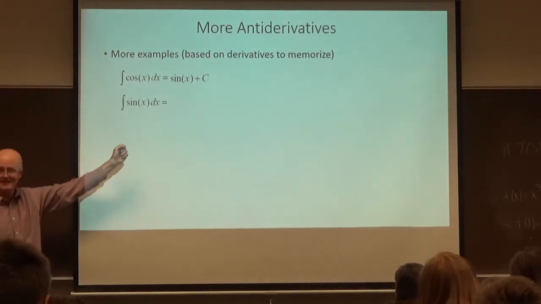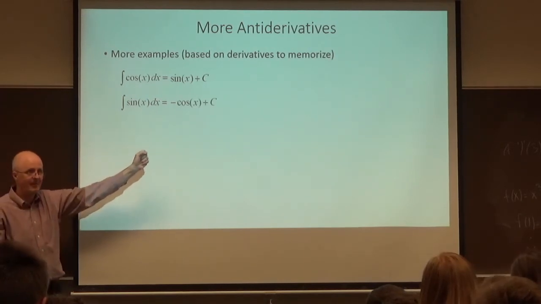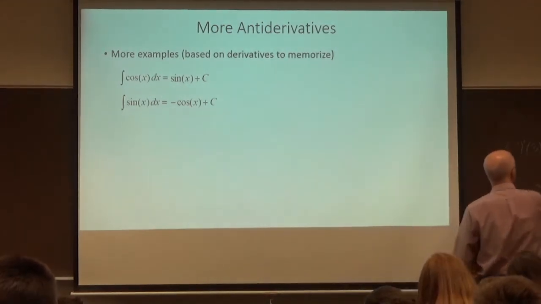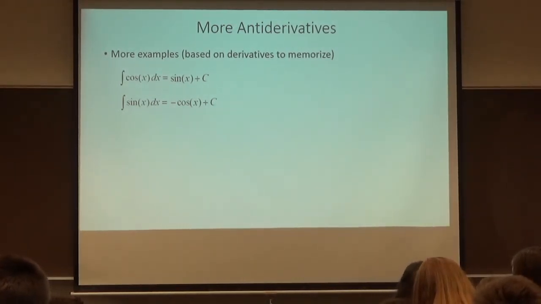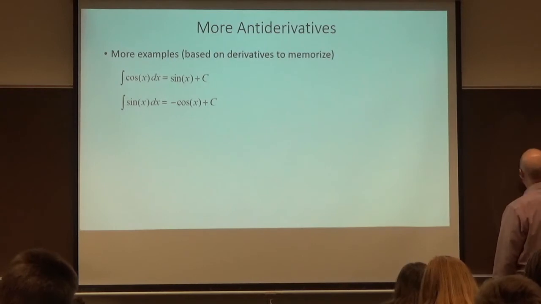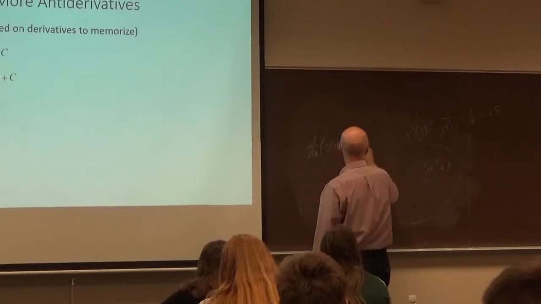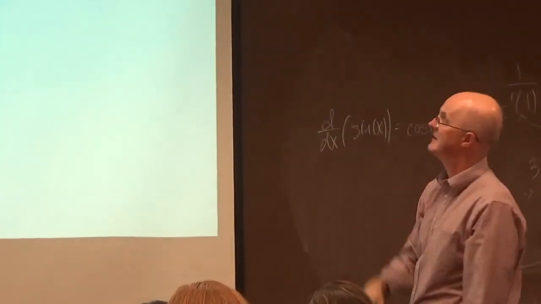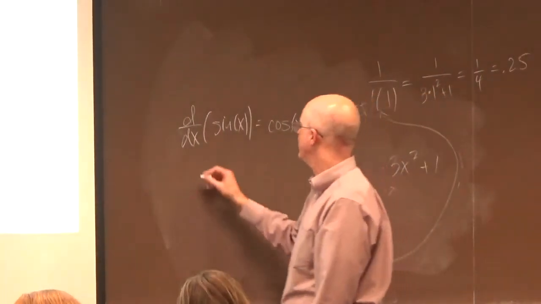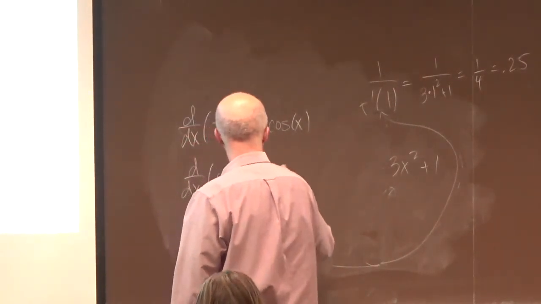Integral of sine is negative cosine of x. It's a little tricky. We know the derivative of sine of x is cosine of x. That's why the first integral antiderivative is true. We know the derivative of cosine of x is negative sine of x.